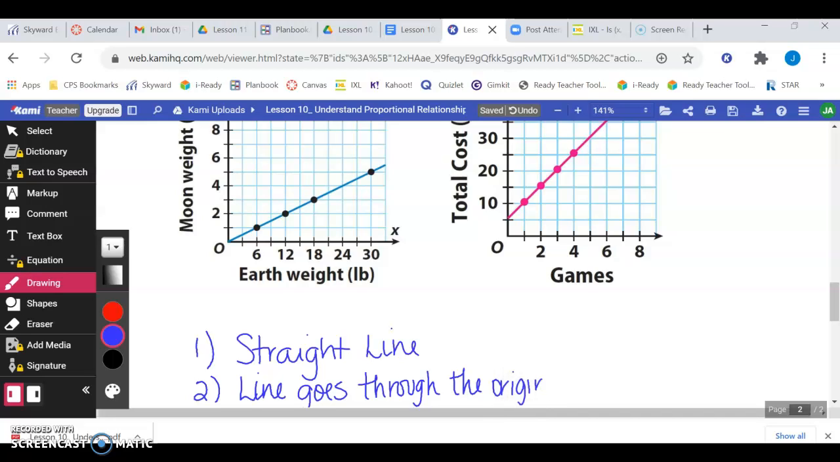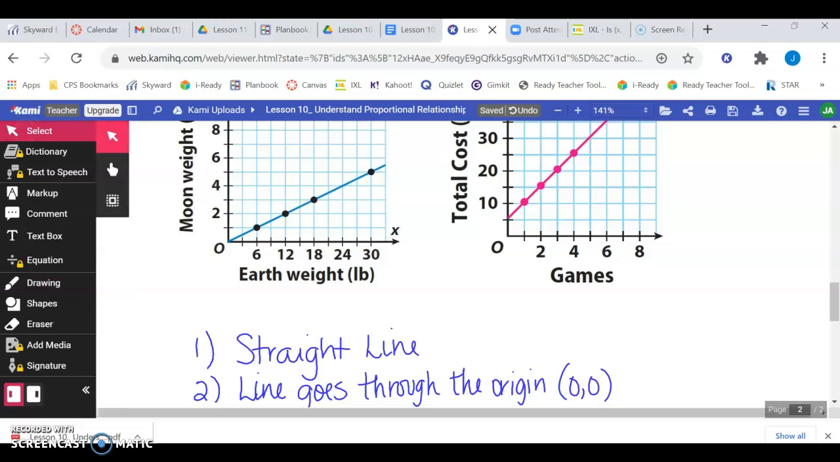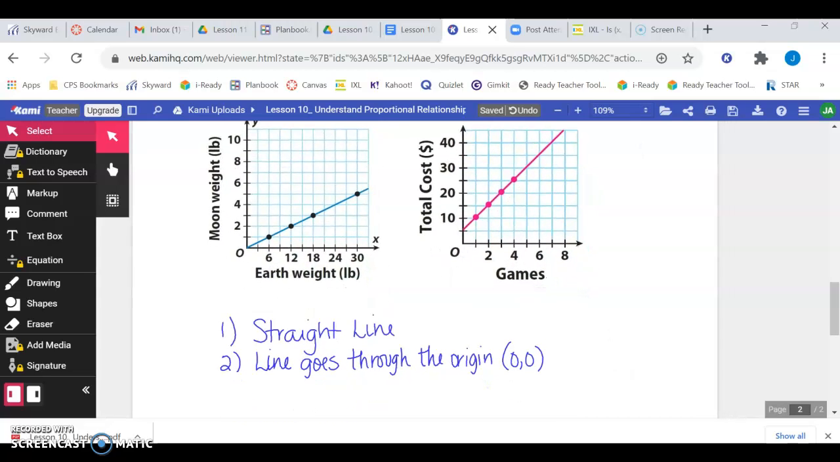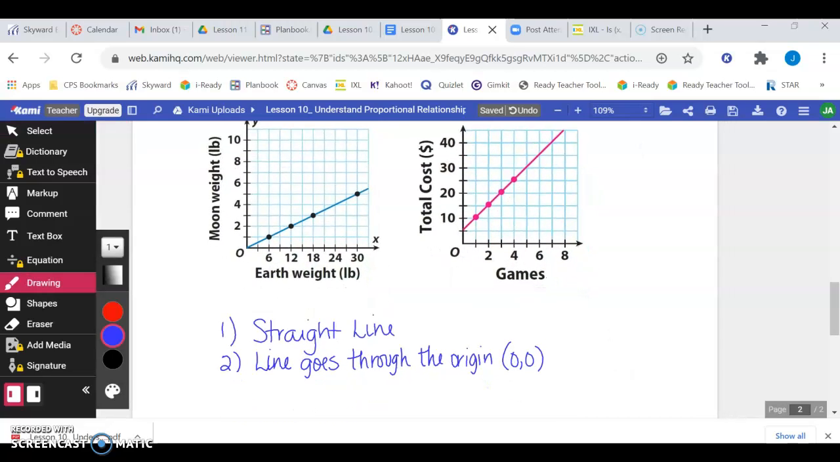And the origin on the graph is the ordered pair 0, 0. So let's look. We talked about how they are both straight lines, so that's good. And then number 2, they have to go through the point 0, 0. So this one over here does, but this one does not.